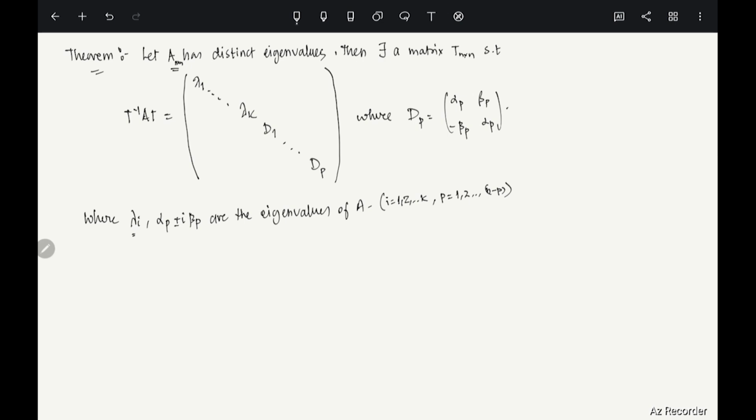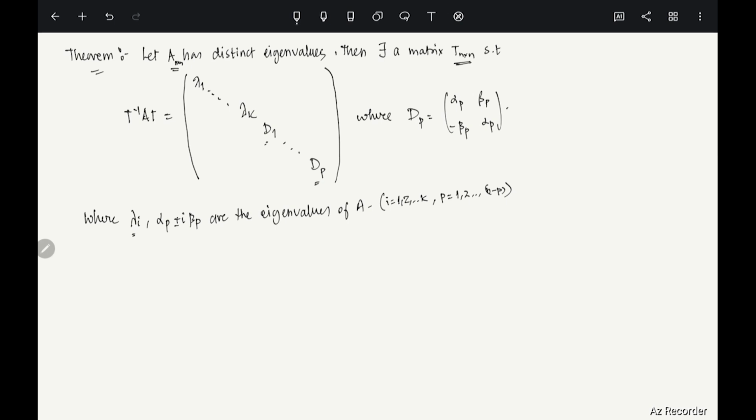Now what we are trying to suggest here is this. A may be a complicated matrix, but if it has distinct eigenvalues, then you can have a change of variable. So this actually determines the change of variable T, such that T inverse AT will look very much like a diagonal matrix. It may not be fully diagonal, because these d1, d2, dp are like block matrices, but more or less very much like a diagonal matrix.